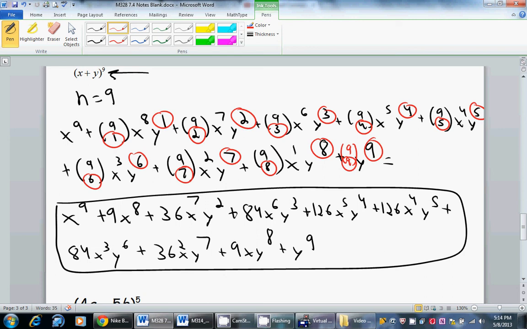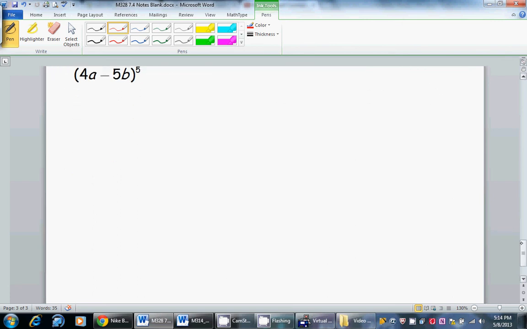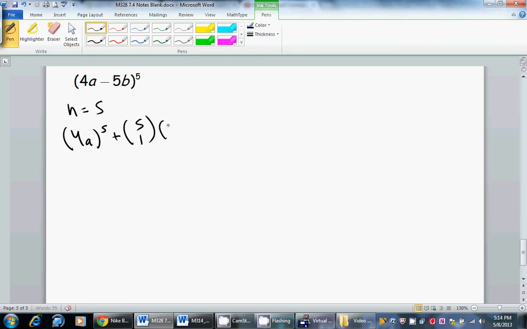All right, let's do one last one here. A little easier, a little harder maybe, depending on your perspective. 4a minus 5b to the fifth. So no more x and y's here. We're going to big boy stuff. N equals 5. So now, the first term is 4a. That entire term is going to go to the fifth power. The next term is going to be 5 and 1 binomial coefficient times 4a to the fourth.